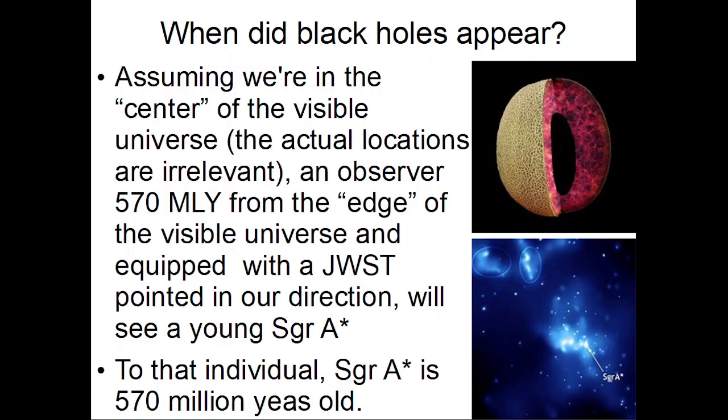Assuming we're in the center of the visible universe, the actual location is irrelevant. An observer 570 million light years from the edge of the visible universe and equipped with a James Webb telescope pointed in our direction will see a young Sagittarius A star. To that individual, Sagittarius A star is 570 million years old.